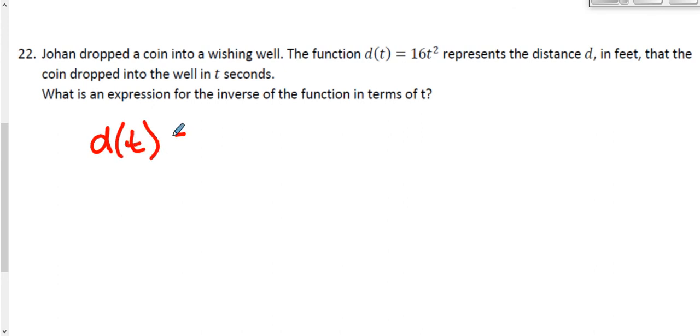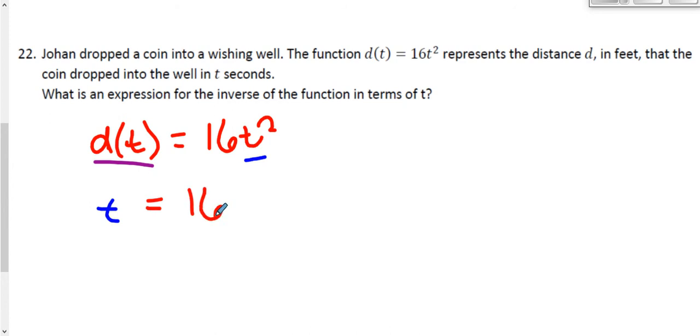d of t is 16t squared. My input is t, my output is d of t. So the first thing I have to do is swap those. So I'm going to put my t on the outside, and I'm going to go ahead and put my d of t on the inside, and my d of t has to be squared. Now again, this is my inverse, so I can put my little -1 here to show that this is the inverse now that I've swapped my input and output. And all I have to do is get d of t by itself to be done.